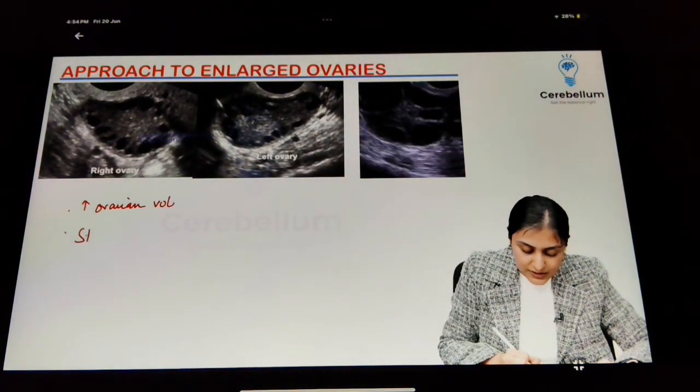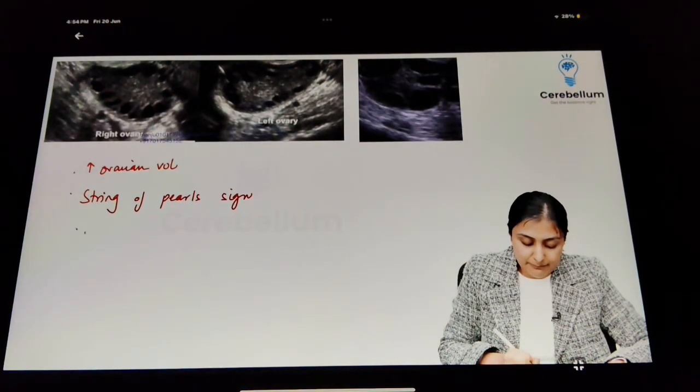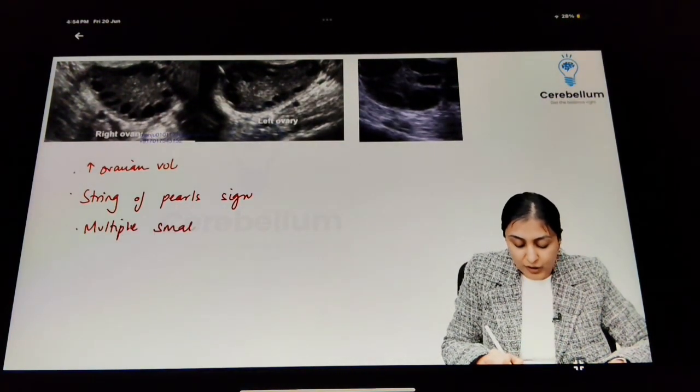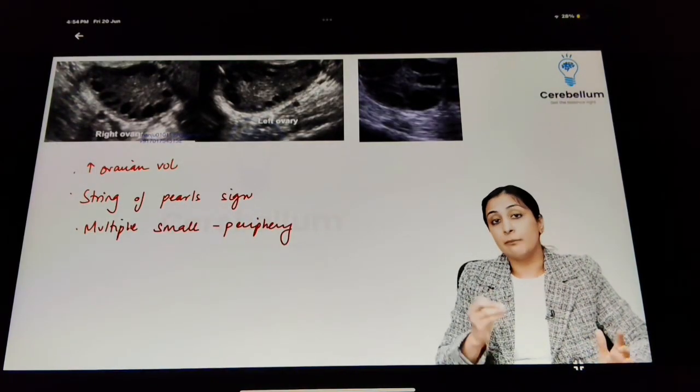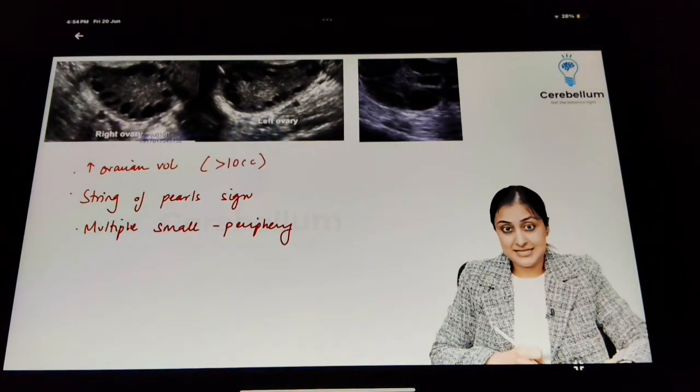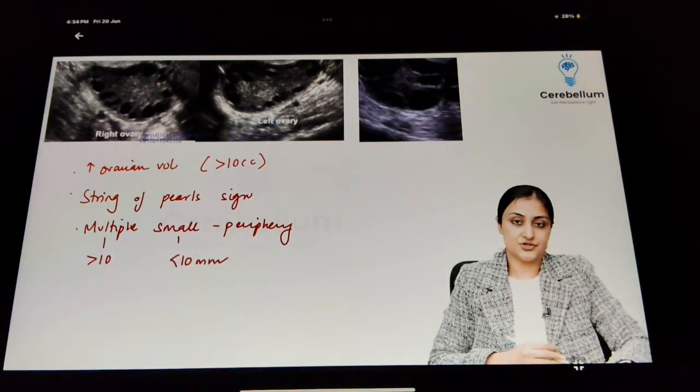So this is what is called as string of pearls sign or a pearl necklace sign, where you see multiple follicles, multiple small follicles arranged in the periphery. How many and how small? Remember the number 10. Volume more than 10 cc. Follicles more than 10 in number. Size less than 10 millimeters. So number 10 does the job.